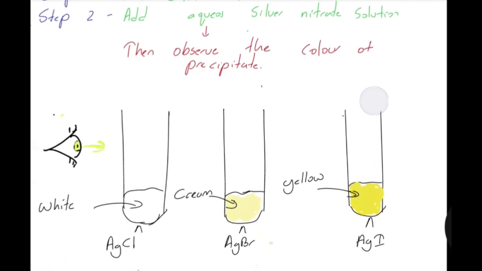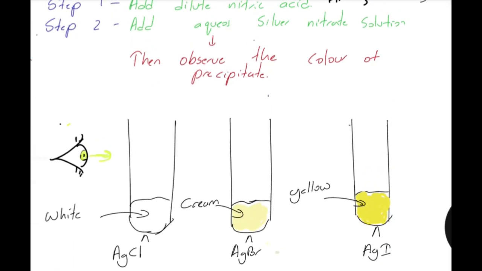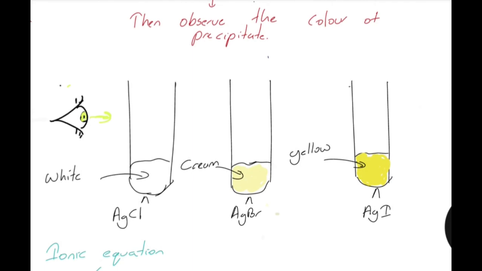Right. Okay. So then step two, we add aqueous silver nitrate solution. After we add silver nitrate solution, the halide ion in the solution combines with the silver Ag+ cation to form a silver halide precipitate. Once the silver nitrate is added, the precipitate formed gives a color. I have mentioned here that the color is given by the precipitate.